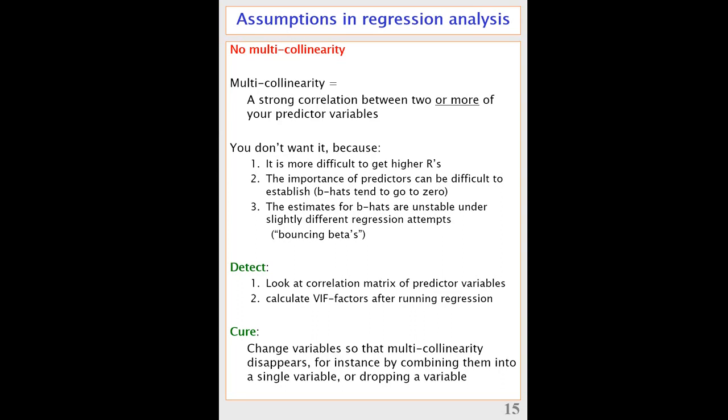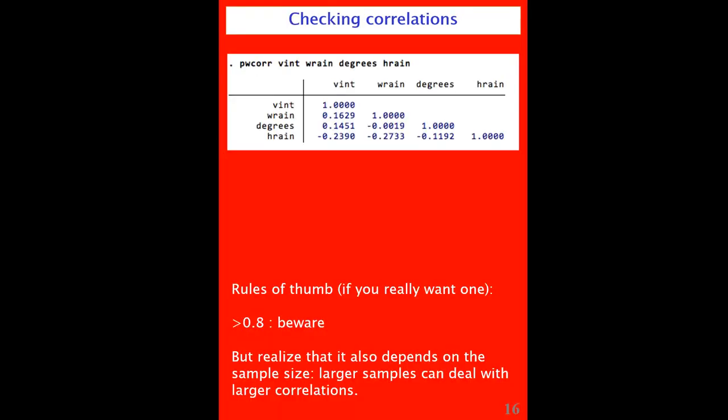Matters are a bit more complicated if you have correlation between more than two, so it could be that 1 and 2 together correlate very highly with the third one. That's more difficult to find, but generally what you have in there is two variables that for some reason or another correlate too highly. Let's see how this goes. First, the easy bit, checking correlations. So here are the predictor variables that I use for the wine predictions, the vintage, the rain, the degrees, and more rain.